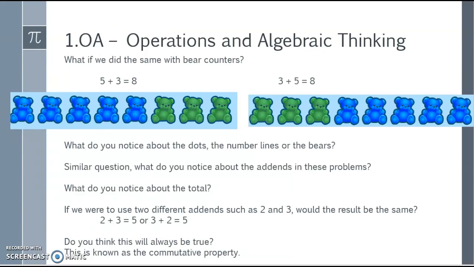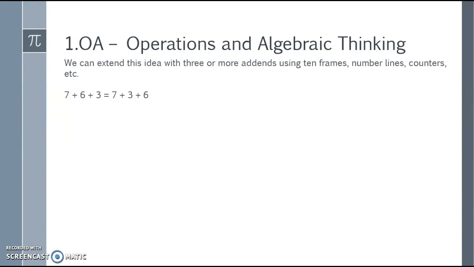Do you think this will always be true? This is known as the commutative property. So it doesn't matter which order we add in, the result is still the same. We can extend this idea with 3 or more add-ins using ten frames, number lines, or counters.